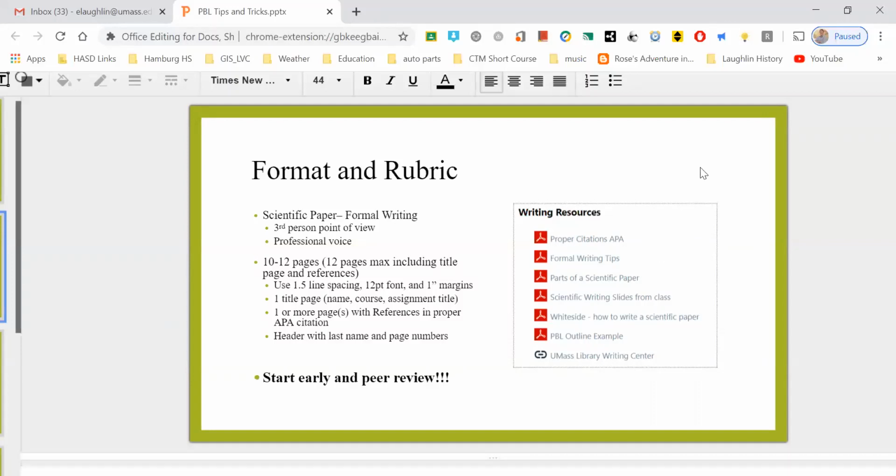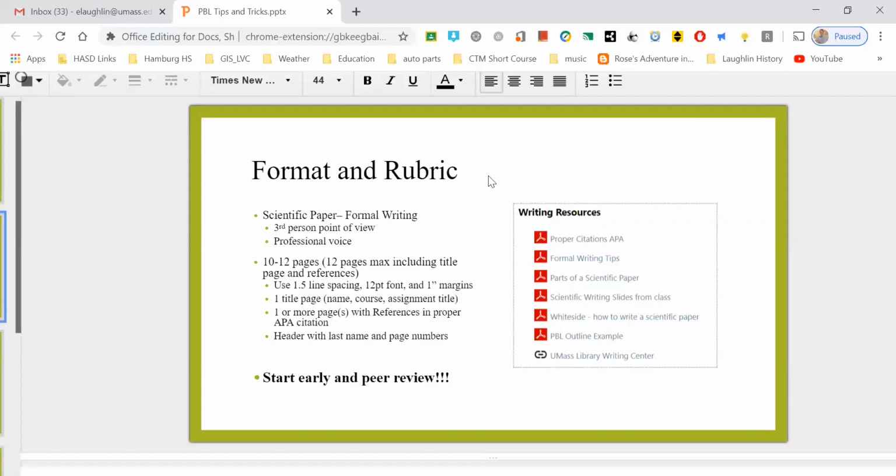I also want to point out that there are several writing sources on the middle page for this class, and they include proper citations for APA, parts of a scientific paper, or how to compose a formal style of writing.